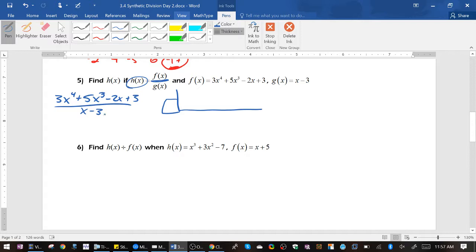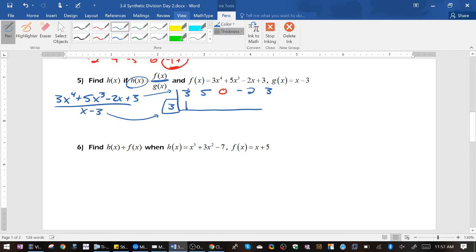If you're dividing by x minus 3, that means we're going to put 3 in the box. And then I'm going to put all of my coefficients up top. Now again, be careful. I see a fourth power, I see a third power, but I don't see the quadratic term. So be careful of those zeros. So 3, 5, there's no quadratic, so that becomes a 0, -2, and 3.